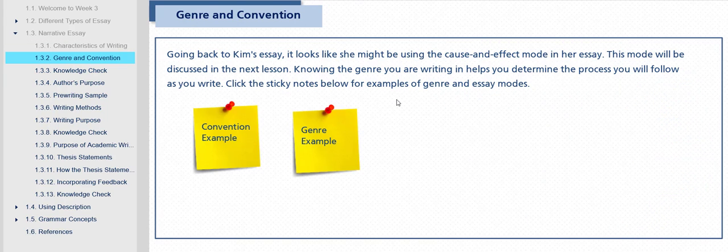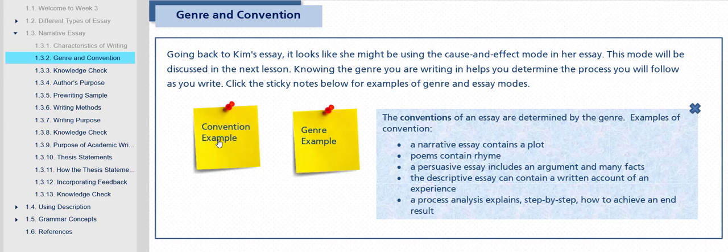Going back to Kim's essay, it looks like she might be using the cause and effect mode in her essay. This mode will be discussed in the next lesson. Knowing the genre you are writing in helps you determine the process you will follow as you write. Click the sticky notes below for examples of genre and essay modes.